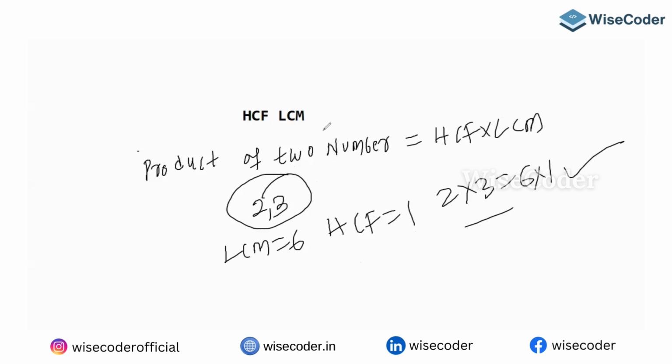Next, point number 2. For only two numbers, this is the logic: the product of two numbers is equal to HCF times LCM.